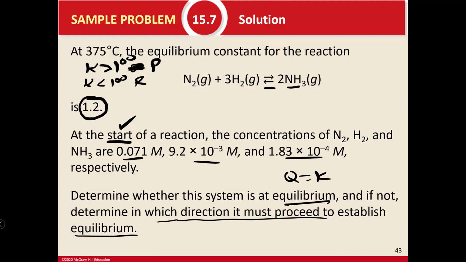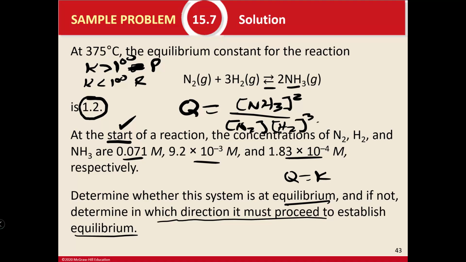All right. So we know what we're really going to be solving for initially is the reaction quotient. It's going to be the product concentration raised to the second power divided by the reactant concentration raised to the third power for the hydrogen because of the coefficient there. And then we're going to plug in these values, and we're going to find out what's the relationship between Q and K. Okay, reaction quotient Q, equilibrium constant K.